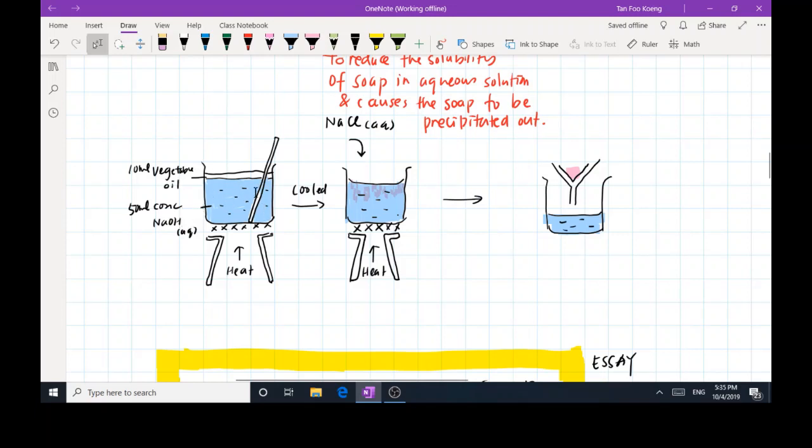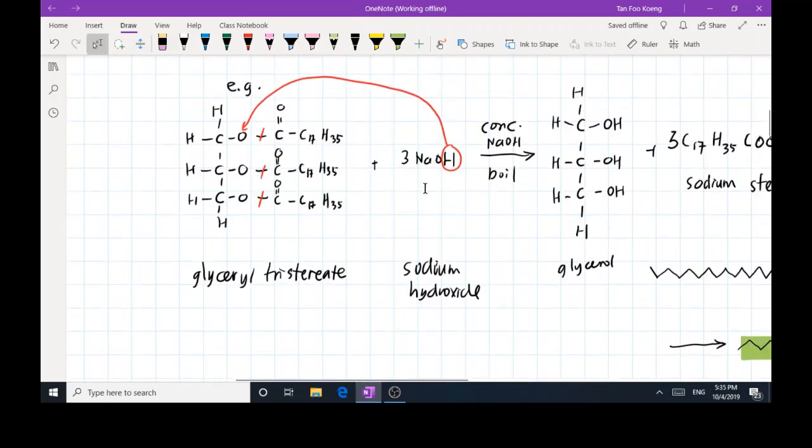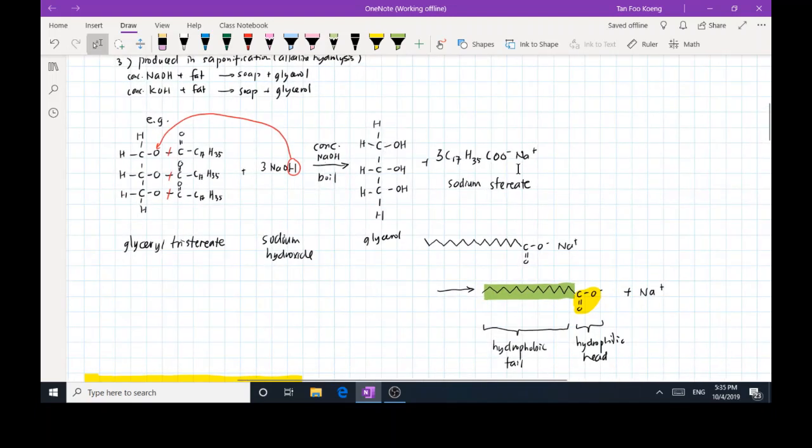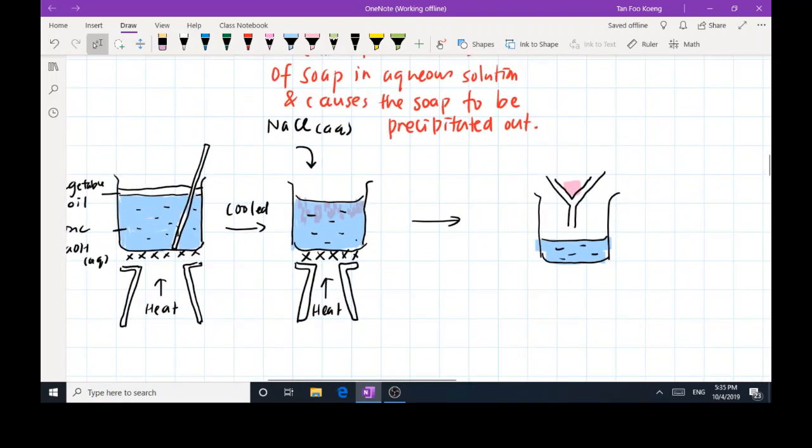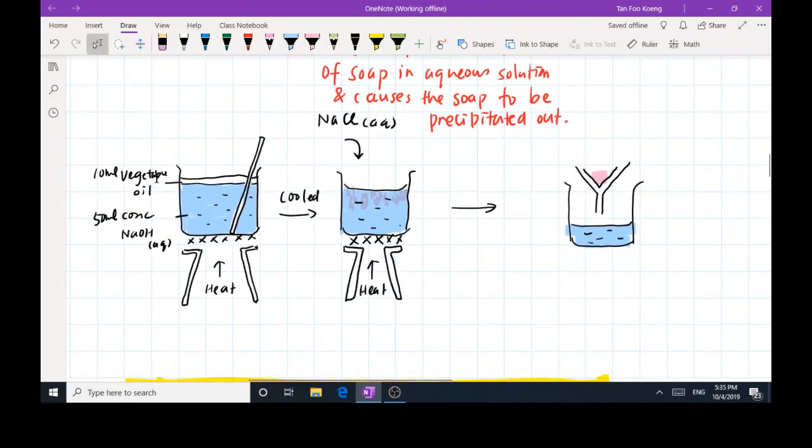Why? Because this is an alkaline hydrolysis. The vegetable oil will be broken down by NaOH to form salts. Let's recall: when it is broken down, we form soap molecules and glycerol as a byproduct. Glycerol is an alcohol, so it is still soluble in water. So when the vegetable oil has fully dissolved in concentrated NaOH, I have concentrated NaOH, which is in excess, glycerol, and the soap molecules.